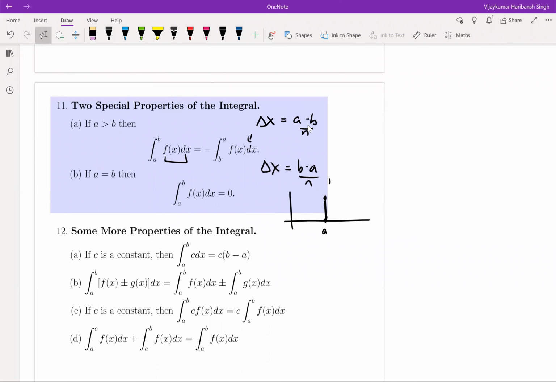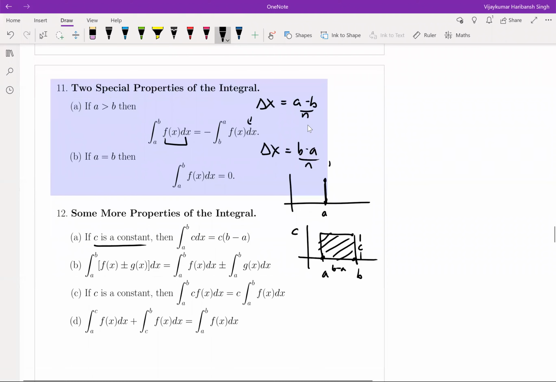Now, a few more things follow from the limit definition of the integral. Namely, if c is a constant, the integral from a to b of c dx is c times (b minus a). You can think about it in the following way. Let me take c positive just as a special case. So my function is the constant c. Then the area is the base, the width, which is b minus a, and the height, which is c.